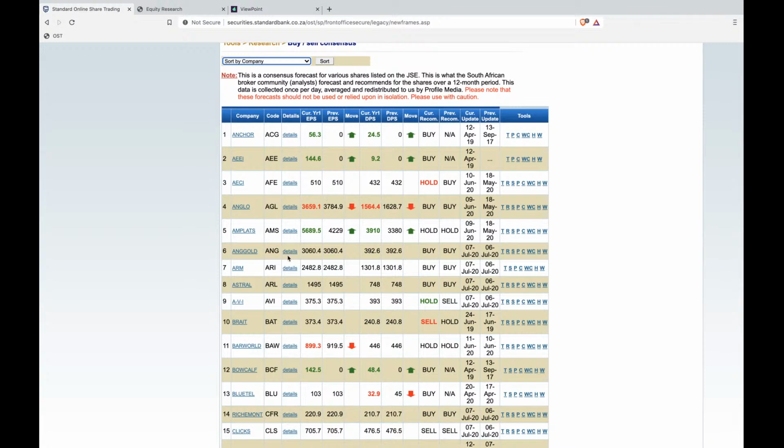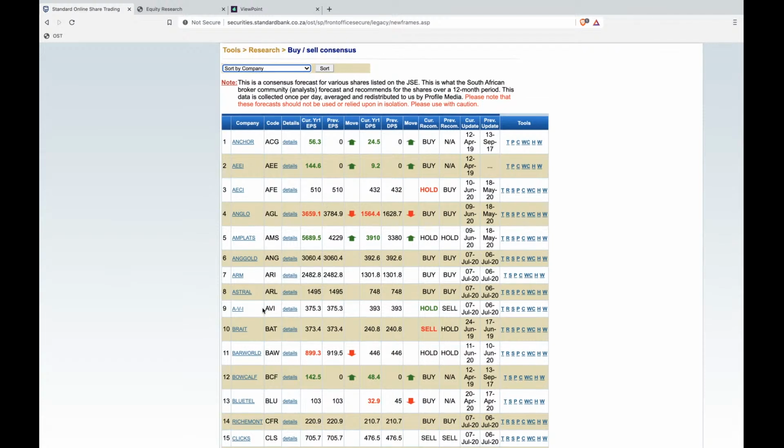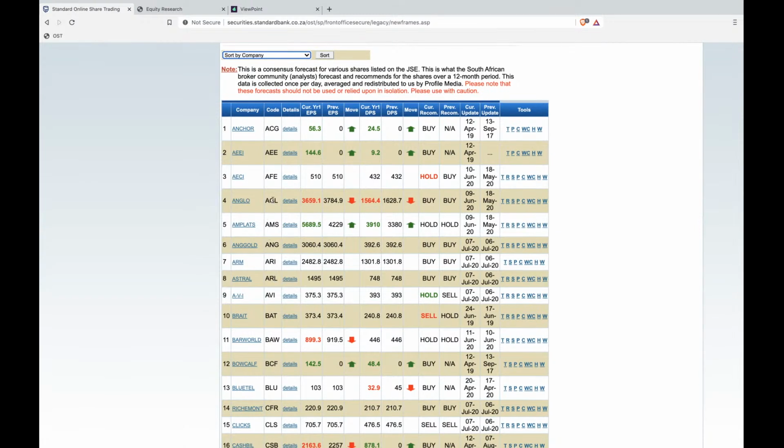Sorry, Afrox is not there. No, I thought I saw Afrox jumping out at me. So if you go to the big ones, for example, Anglo. So current is 36.59, and that is down from 37.84. Recommendation still a buy. And this is nice. It just gives you a quick overview.